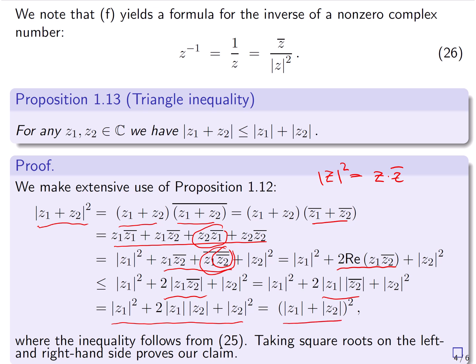It's like a simple algebra problem, but a nice application of all those results that we learned in the previous proposition. And also we use the inequality mentioned in equation 25. Okay, and then if you take the square root, you get the identity. So try to remember this proof, because it is something you really need to remember, since there are a lot of applications of this one.